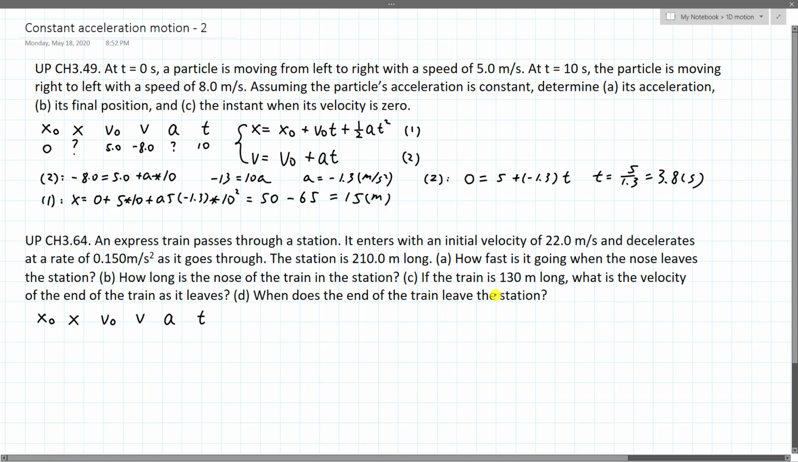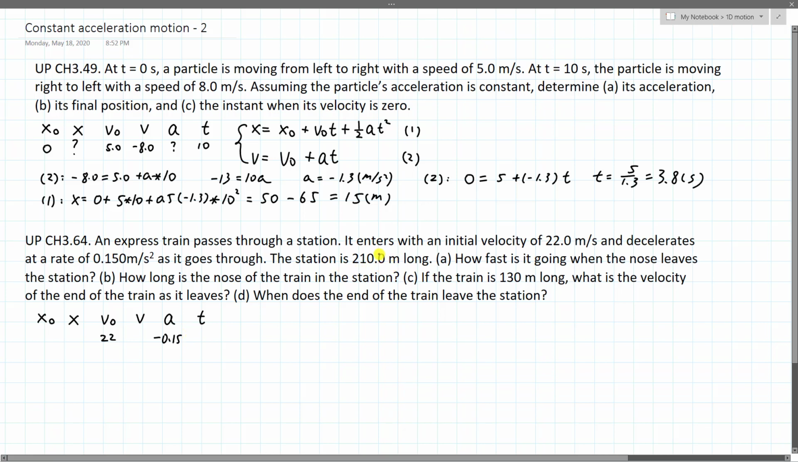Okay, so let's get started with at least part A. So let's list the parameters here. We know that the train has an initial velocity of 22 meters per second. It has this acceleration negative, so minus 0.15. And let's take a look at these numbers. 3 decimal place, 3 sig figs. This one has 4 sig fig. Probably not useful.